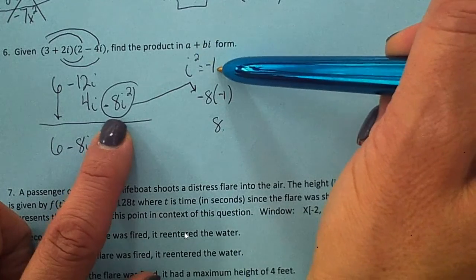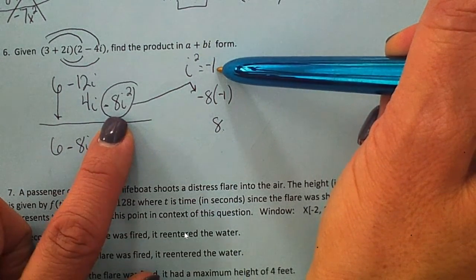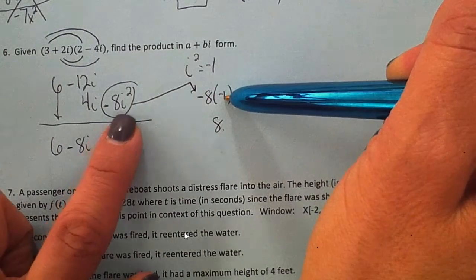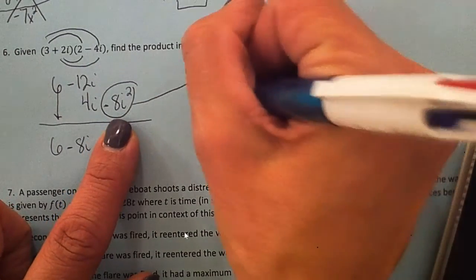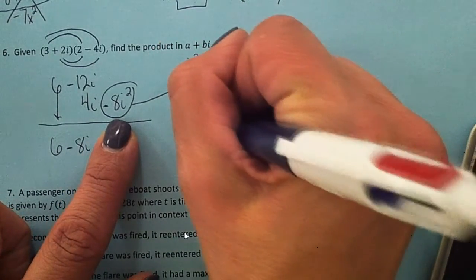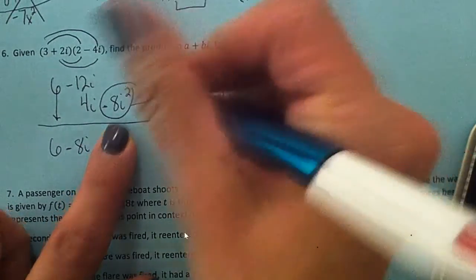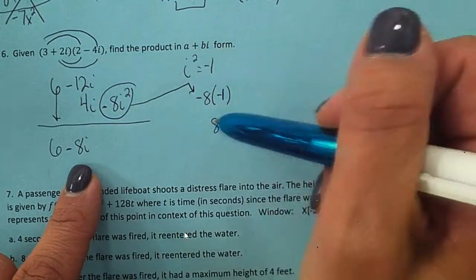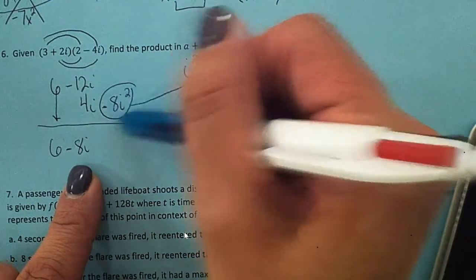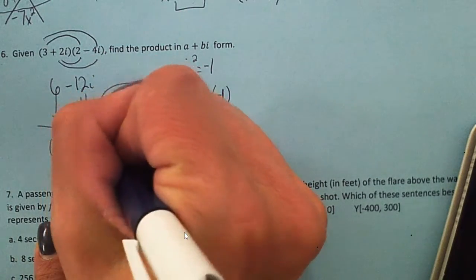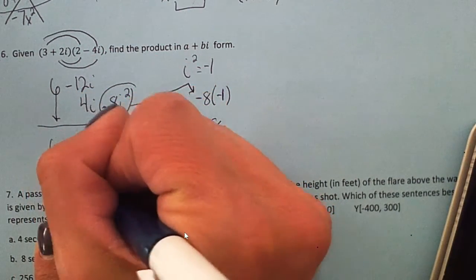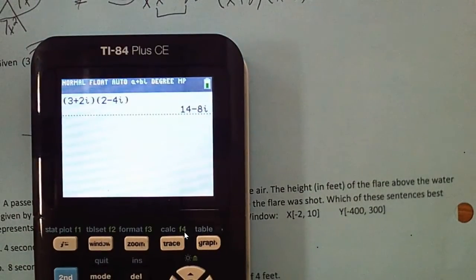And then when the i squared comes into play, that it's worth -1, then what I circled here can just become -8 times -1, since i squared is -1. And then multiply those together and you get 8. So what I did is I dropped down the 6, I combined these like terms for -8i, and now I'm going to bring the 8 that the circled part is worth. And then I can combine these like terms and get 14 minus 8i, which is what the graphing calculator said.